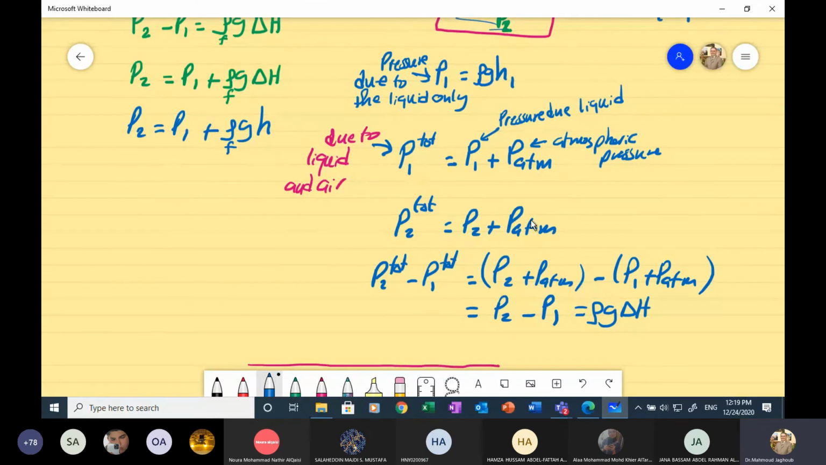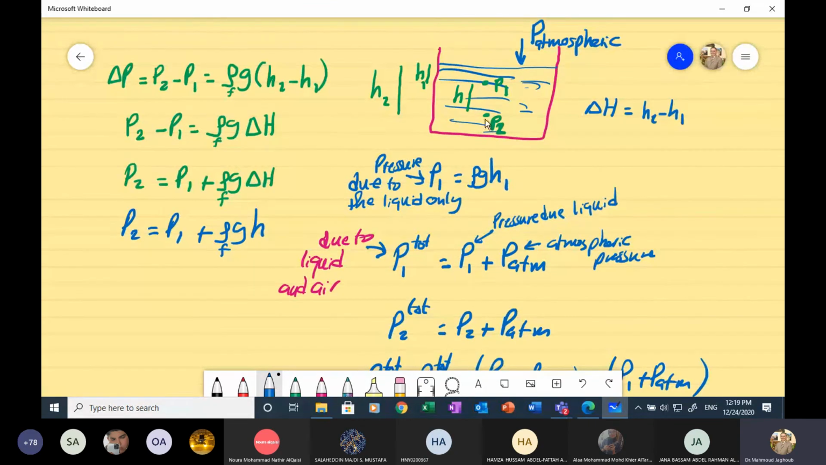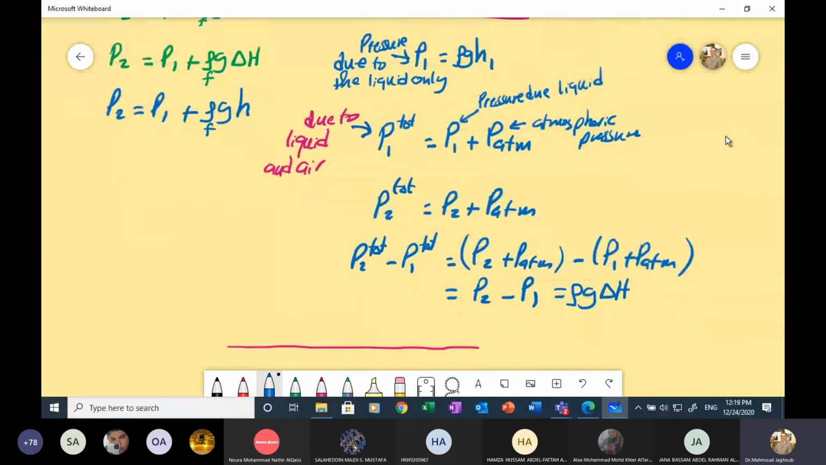Note that the atmospheric pressure has the same magnitude at both points. Right, the atmospheric pressure here is the same as the atmospheric pressure here. This is a consequence of something called Pascal's principle. We will come to it later. But the atmospheric pressure acts at this point and at this point by the same amount because we are inside the liquid, and it acts at all those points. So what is the pressure difference between them? Total pressure difference, P2 total minus P1 total. Evaluate. P2 total is P2 plus P atm, minus P1 total, which is P1 plus P atm. What happens to P atm? It cancels out. So we are back to P2 minus P1.